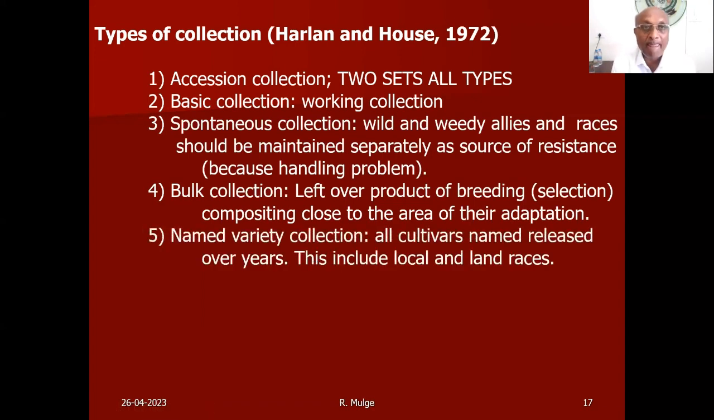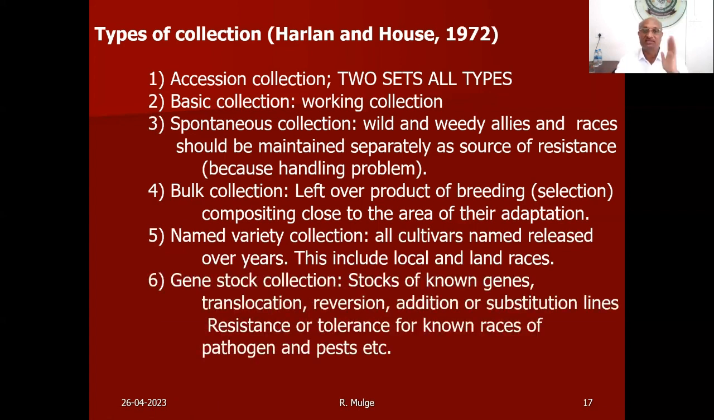Then of course, named variety collection. All cultivars named and released over the years. This includes the local types and land races. Yesteryear, the local types were there, land races were there, the farmers were going on. Later, some new varieties came, then they disappeared. That also has to be collected. And a variety you release today, after 5 years it may not be there, but that also has to go into the collection. So it's continuous. Whatever released varieties, local types, land races, you have a collection.